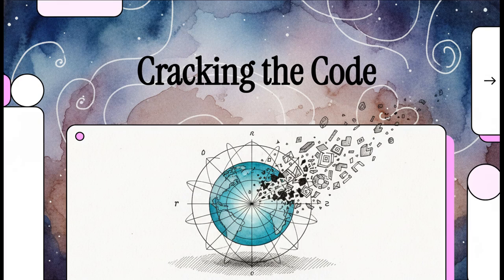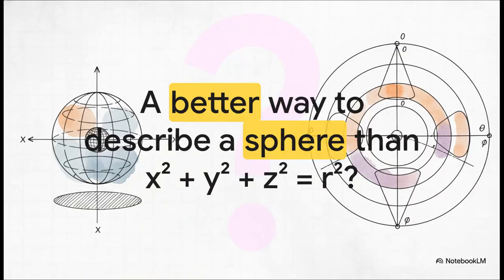Hey everyone, and welcome! Today we are cracking the code on spherical coordinates. Now, have you ever tried to describe a point on a globe using a regular x, y, and z grid? It feels clumsy, right? Well, it turns out there's a much more natural, much more elegant system that's tailor-made for it. So, let's kick things off with a question.